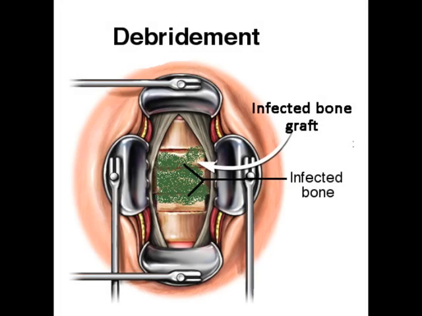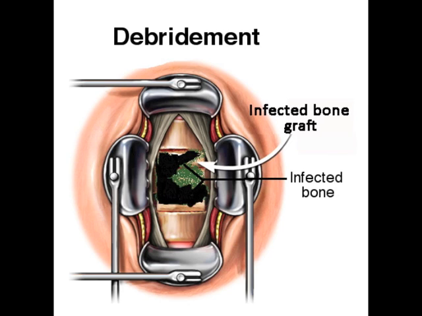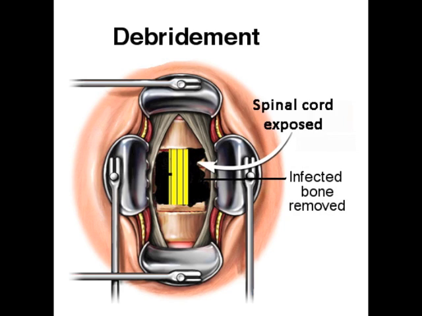We must remove the diseased bone and tissue. This procedure is called debridement. We will remove as much of the diseased bone as possible, taking a small margin of healthy bone to ensure that all the infected areas have been removed. Surrounding tissue that shows signs of infection also may be removed.